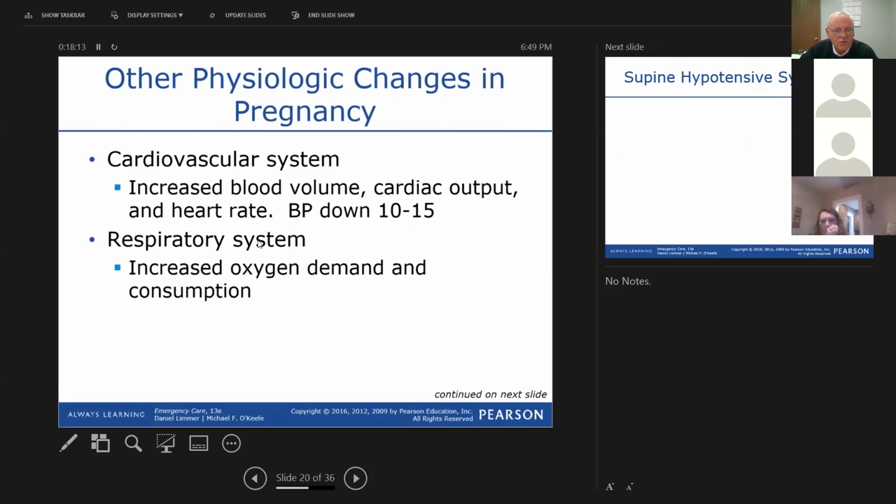As far as the respiratory system goes, there's an increased oxygen demand because she's trying to get oxygen to two beings, right? And she's gaining weight, and there's more demand for oxygen in her body as well.